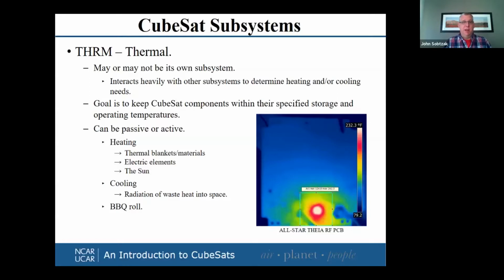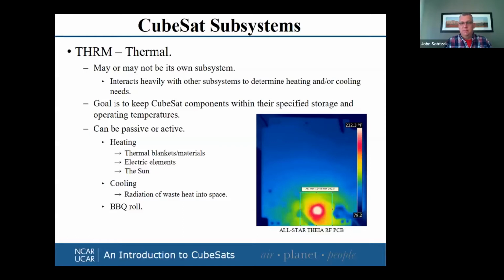In particular are the batteries. Lithium-ion batteries do not like getting very cold, so you'll have some kind of heating element on them to keep them warm if they're facing away from the sun. Cooling, one of the big things that need to be cooled are electronics.